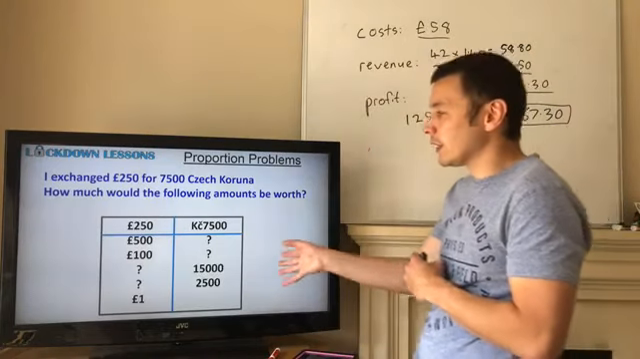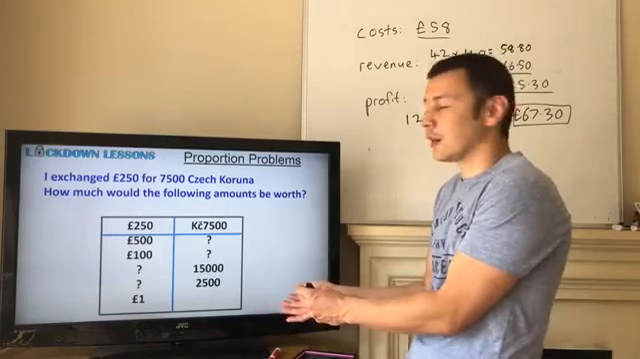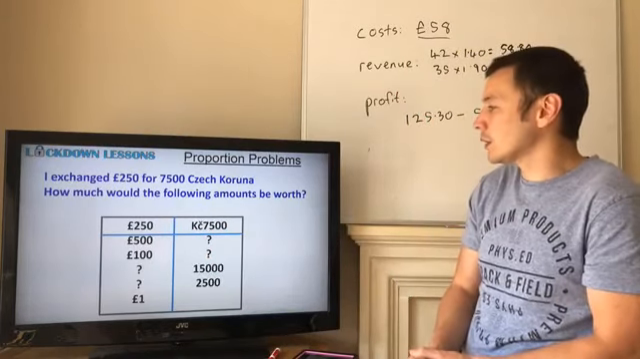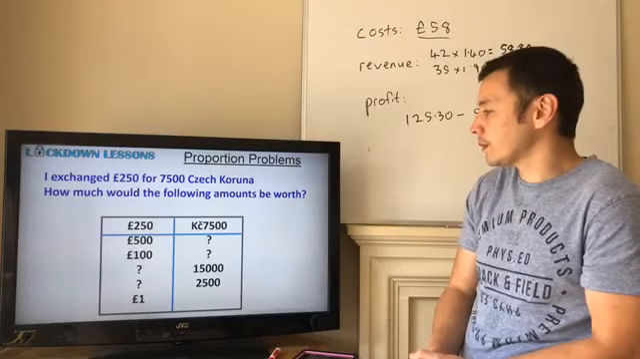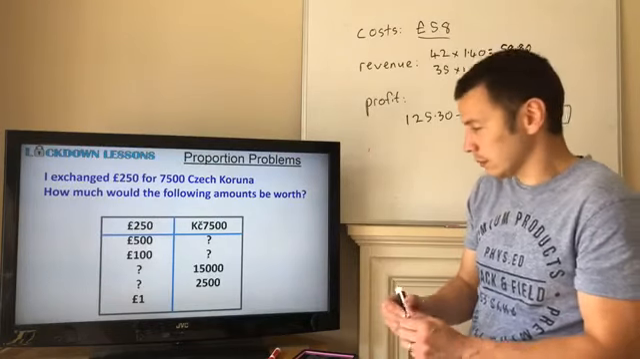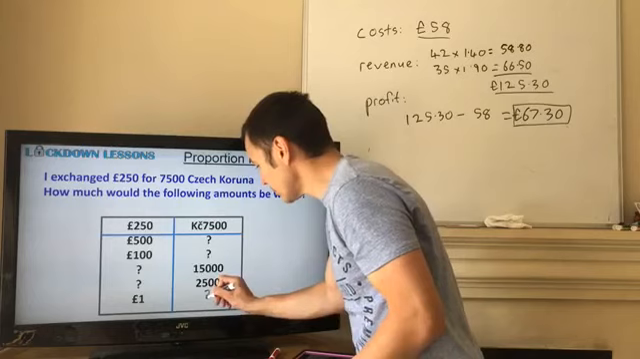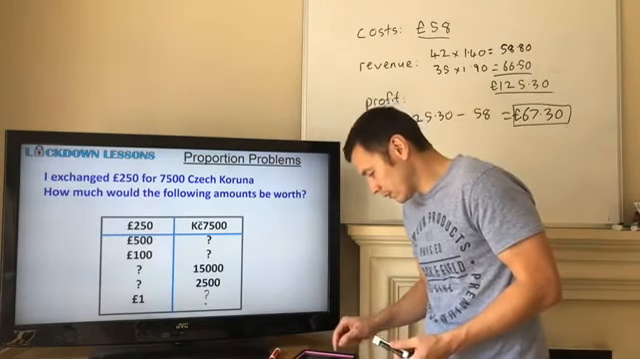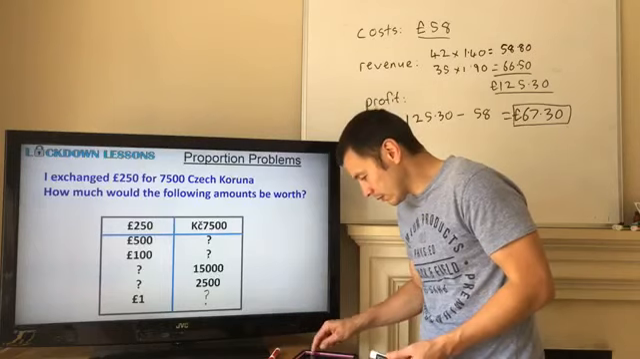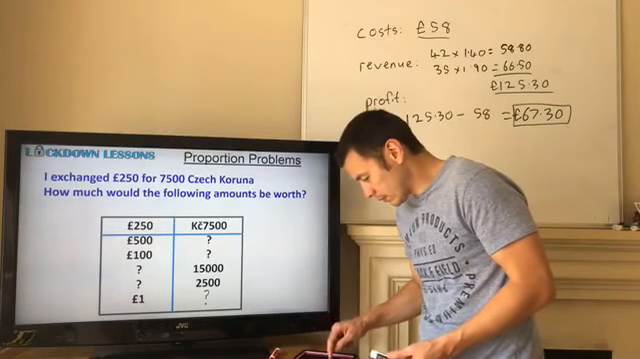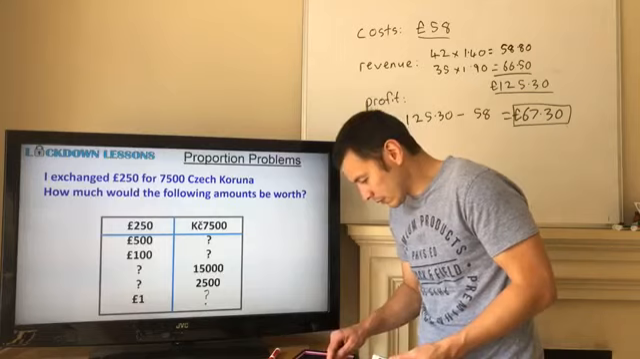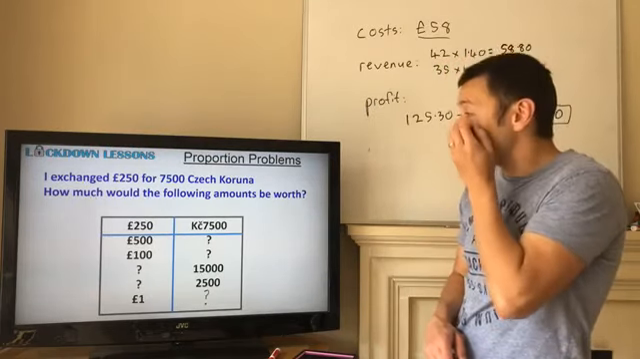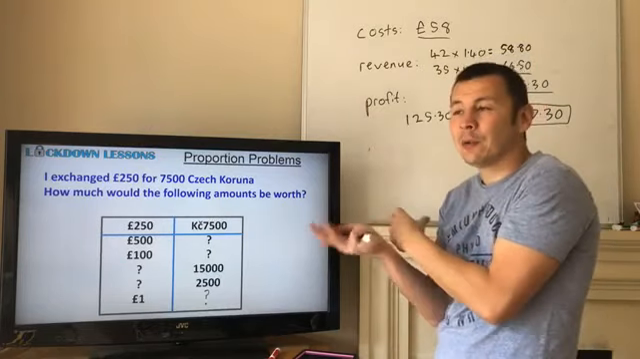Okay, so we're doing similar things with distance, speed and time. It's the same kind of thing. You're using these tables to get to the different values of money you want. So just being able to work out how much things are actually worth.